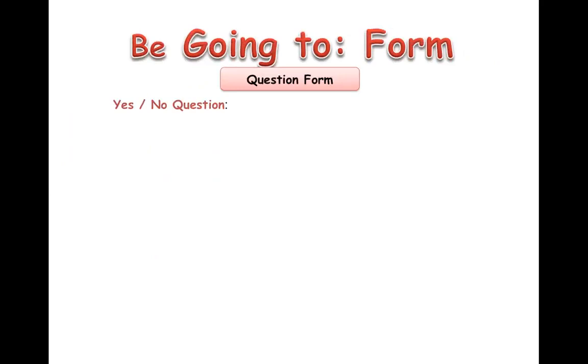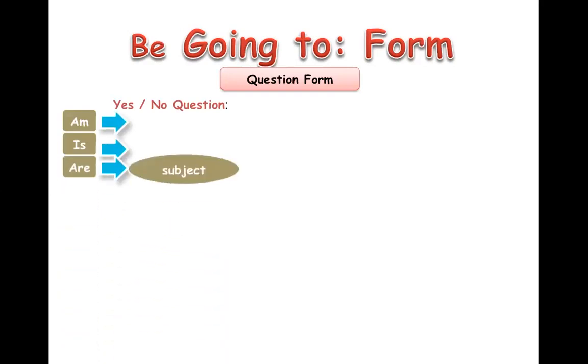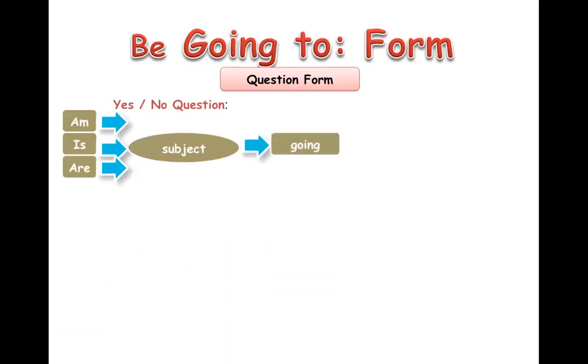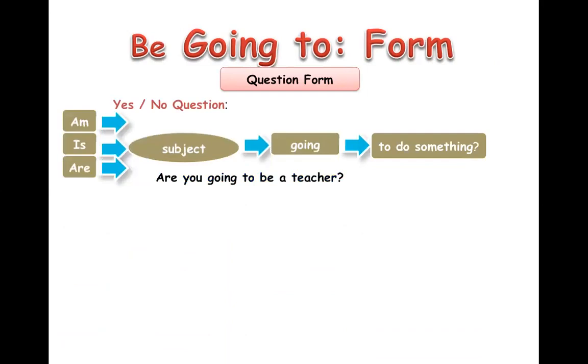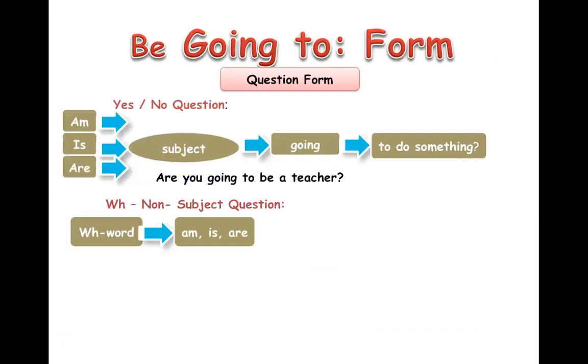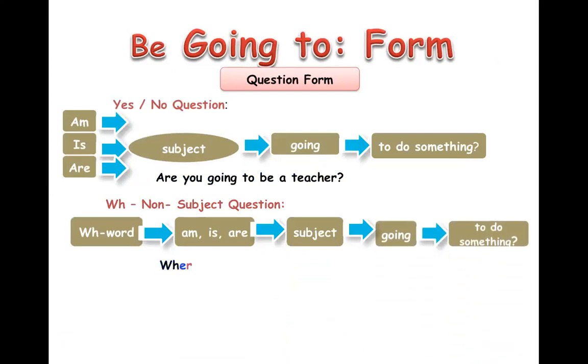Question form, yes or no question. Am, is, or are, the person or subject, plus going to do something. Are you going to be a teacher? WH question. WH word plus am, is, or are, subject, going to do something. Where are you going to spend your vacation?